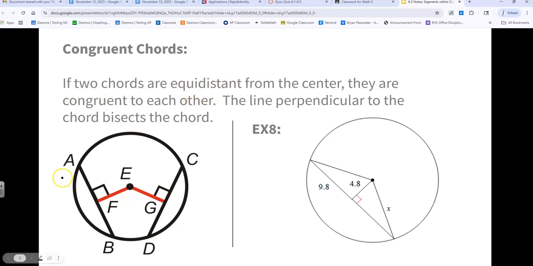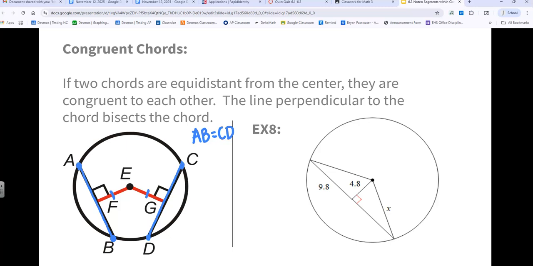If two chords are congruent to each other, that would mean in this case that AB equals CD. Those two chords, the chords are these segments right here. If they are equidistant from the center, they're congruent to each other. So that means if these little red lines right here have the same length, then AB and CD have to be equal to each other.